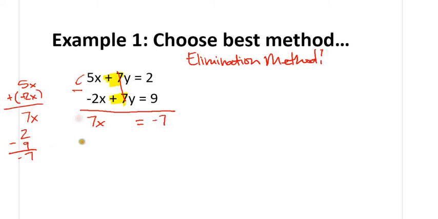So for this first example, I can just go ahead and continue by dividing both sides by 7. And I have x is equal to negative 1. I'm going to write that as my x coordinate in my ordered pair up here. So if x is equal to negative 1, I know the next step is to go ahead and substitute that negative 1 in for x into one of the original equations. And which one do you think I want to use?